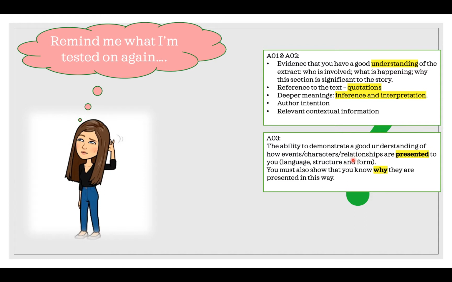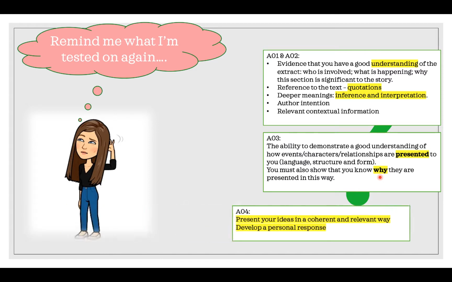AO3 is all about how. This is to do with your techniques here. Last lesson I spoke to you about the various techniques that you can comment on for a play, and we call those dramatic devices. So we want to be looking at how events, characters and relationships are presented. What choices does Hansberry make? Why does she make these choices? What is her intention?